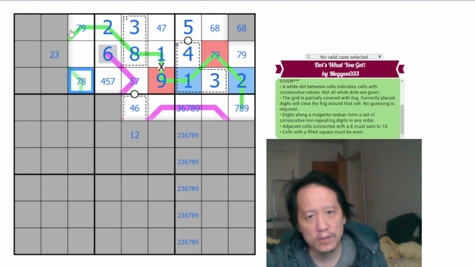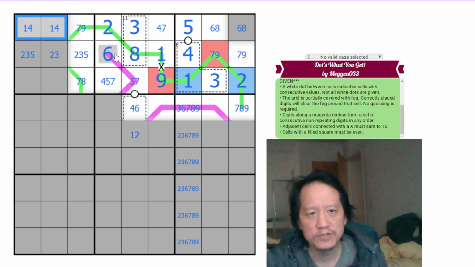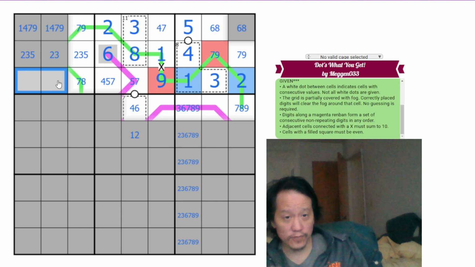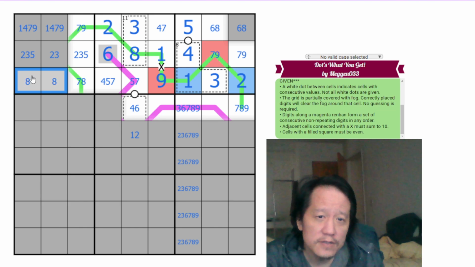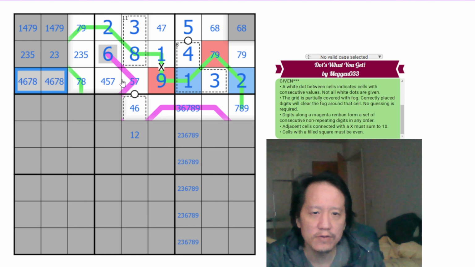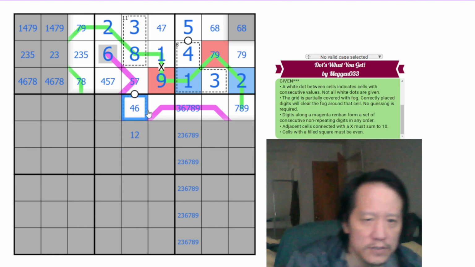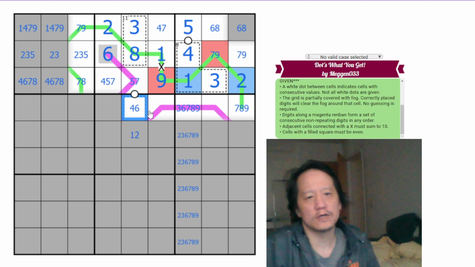Okay. This is 2, 3, and 5. We have 1, 4, 7, 9 here. That can't be 1, obviously. We have 8, 6, and 4, 5, or it cannot be 5. 4 and 7, because the 5 is here. 5 and 7 is with 4 or 6. Okay.